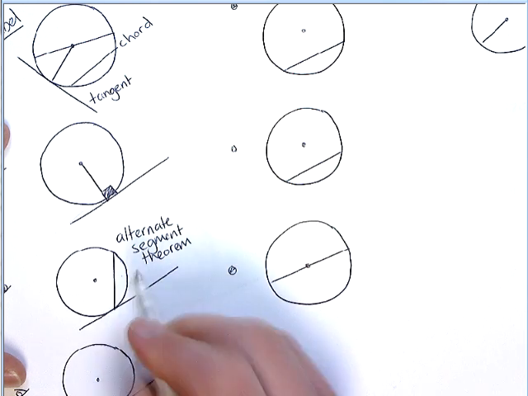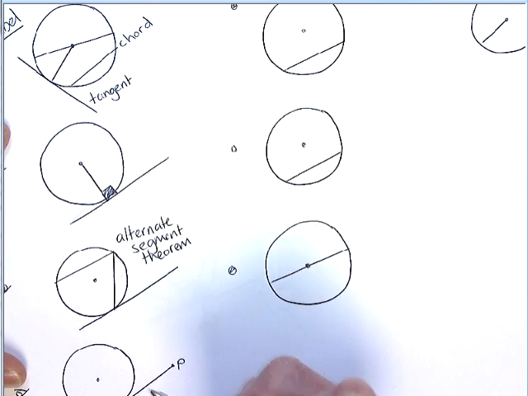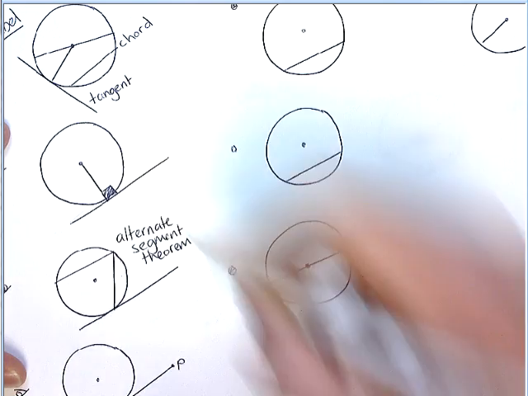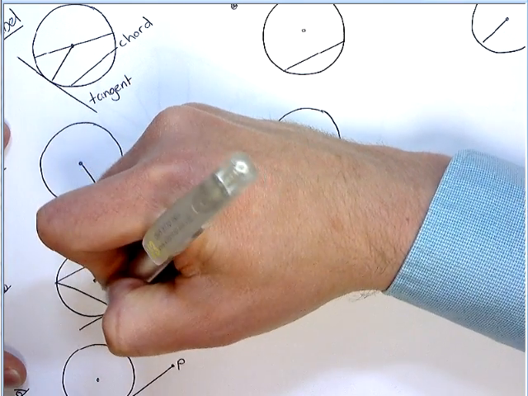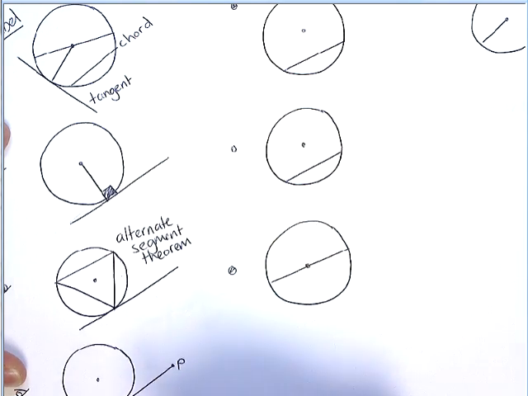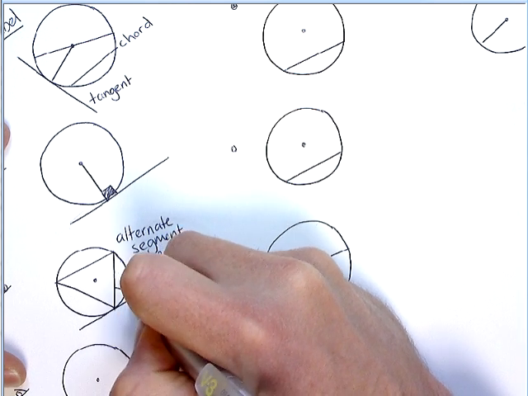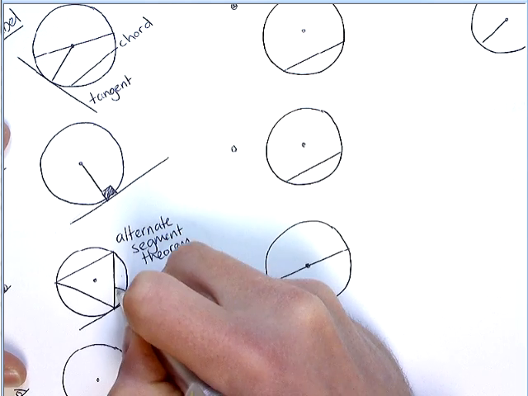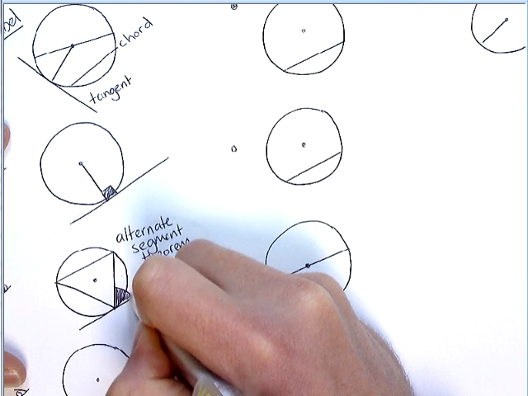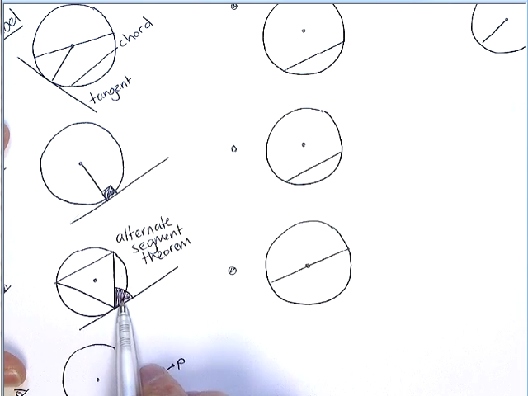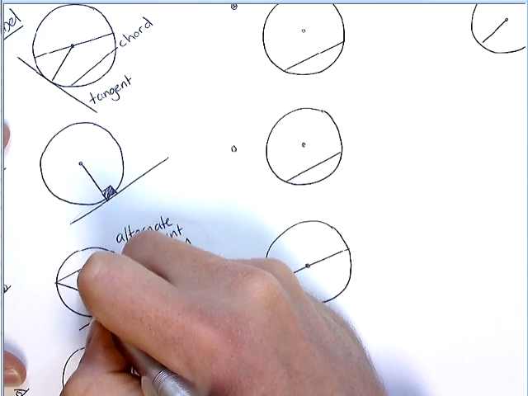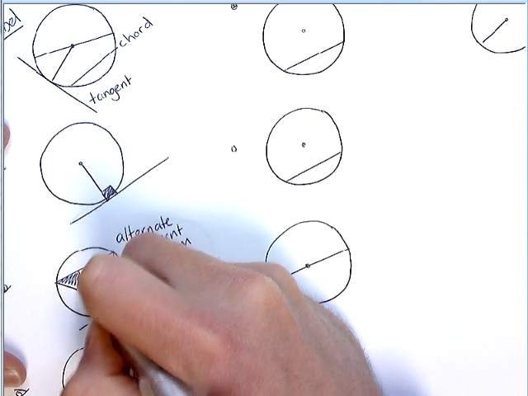But from this chord, if you have another chord, and then joining back with another chord to that initial point, so therefore making a triangle, what you actually have is an angle between the chord and the tangent. I'm going to colour that in. And it's actually always equal to the one opposite. So these two are equal.